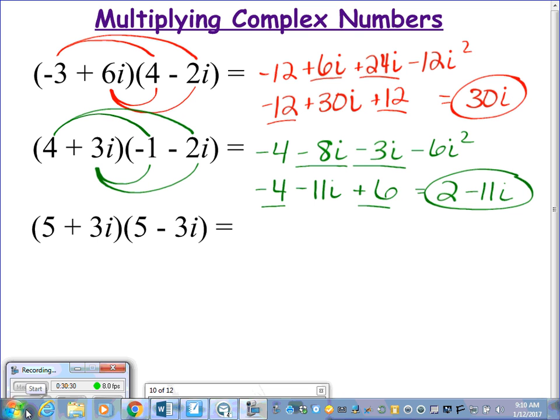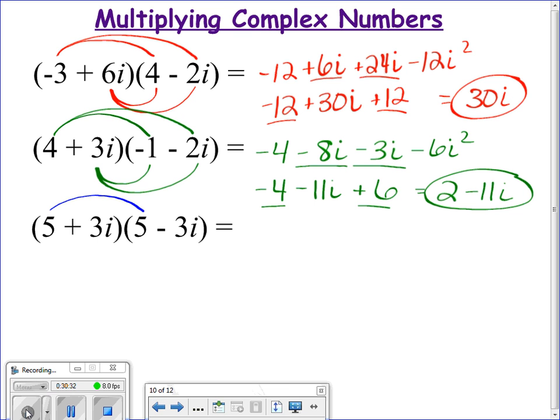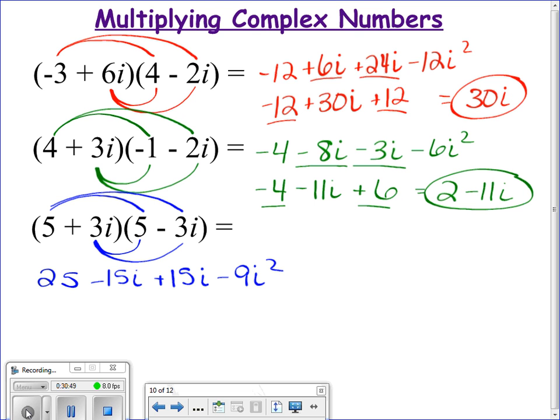All right, here we go. This last problem. 5 times 5 is 25. 5 times negative 3i. 3i times 5, positive 15i. 3i times negative 3i, negative 9i squared. Your like terms, they actually cancel out, guys. Negative 15i plus 15i is nothing. So then I have 25. Negative 9i squared is plus 9. That's just 34.